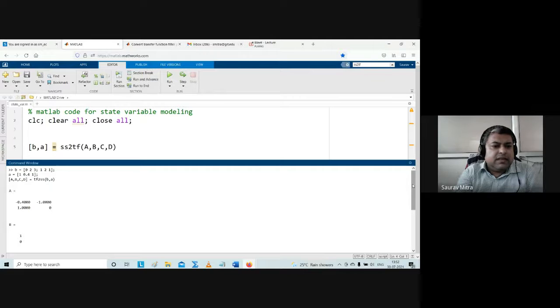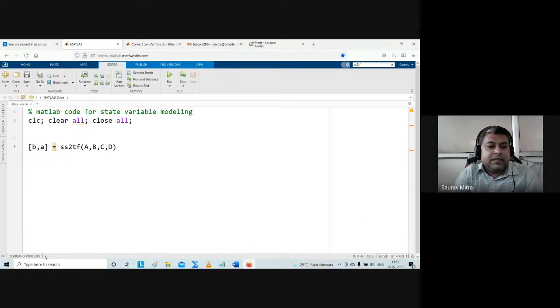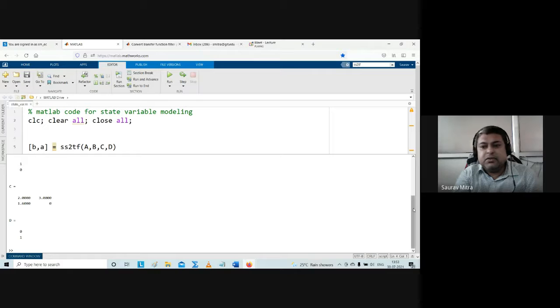So in ABCD, A is 2 by 2, B is [1; 0], and C is 2 by 2. You are finding that there is only one input and two output equations, because the C matrix is 2 by 2. That's why there are two output equations, and why the B matrix has two rows instead of one. So be careful, this kind of question is a little tricky. And the D matrix is also [0; 1]. If you increase the input to double, then the B matrix will also become 2 by 2. Such many cases are there.